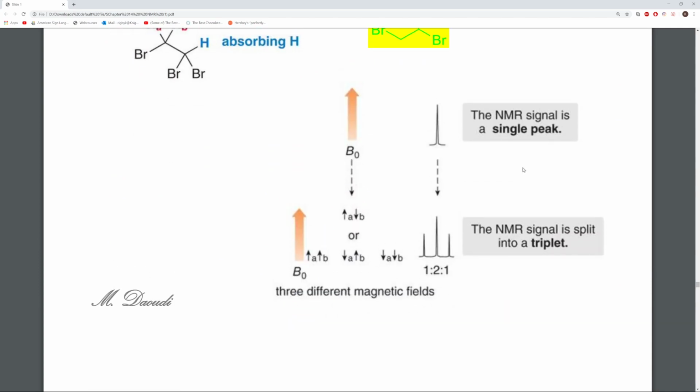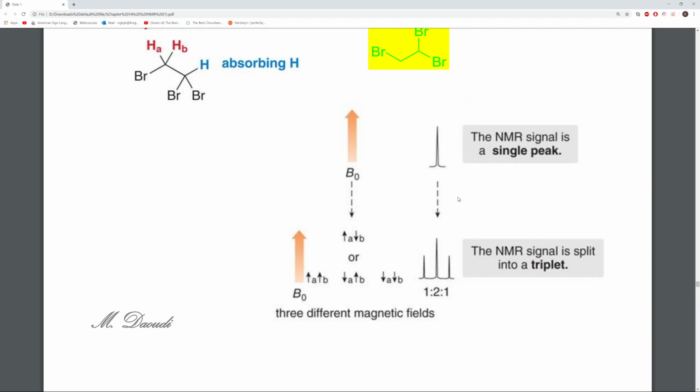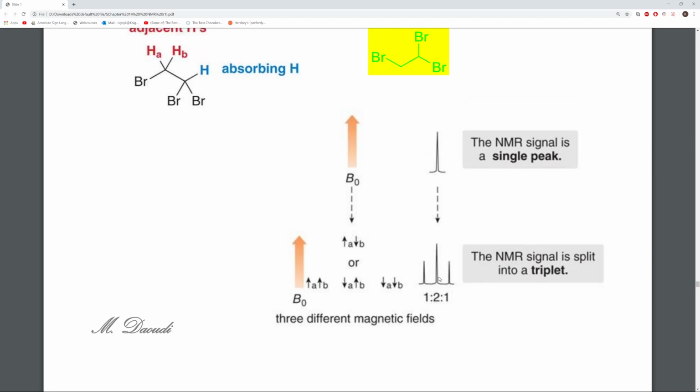And so there's a specific way that these signals are going to split. You see a triplet is split into 1, 2, 1. And this is because of the different ways that the hydrogen can absorb. So it can absorb both A and B up, A up and B down, A down and B up, both A and B down. Again, this is stuff that you don't need to worry about for the test. So I would learn it later if you have the time. Okay?